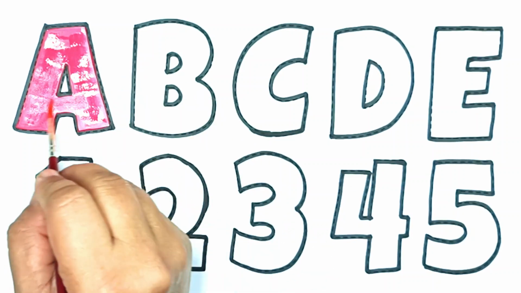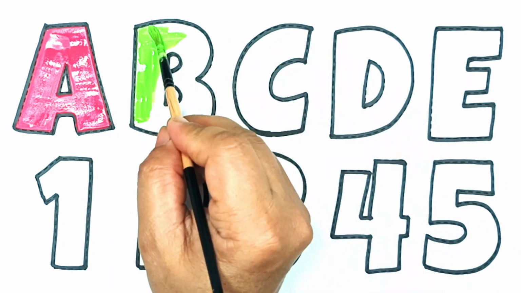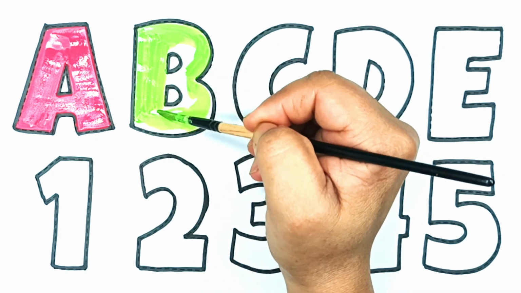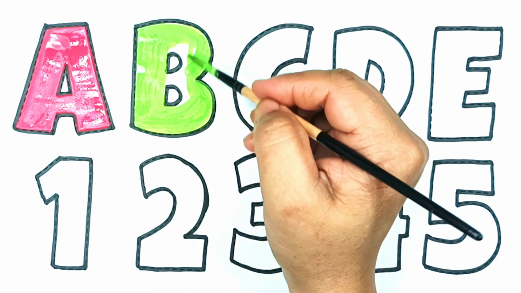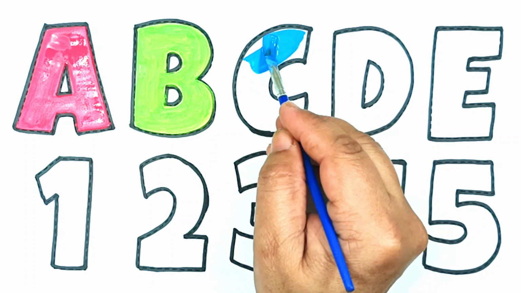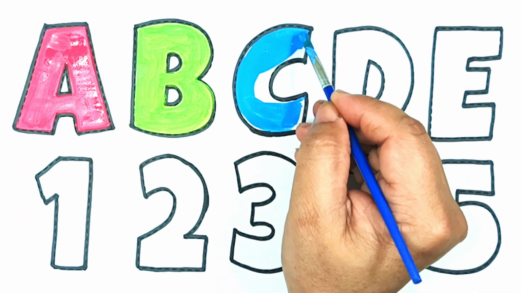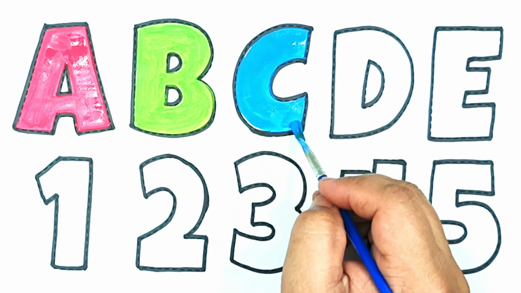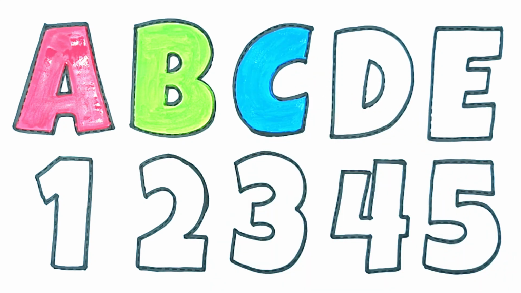A is for airplane. It flies in the sky. B is for baby. Sometimes it may cry. C is for clock. It tells you the time.